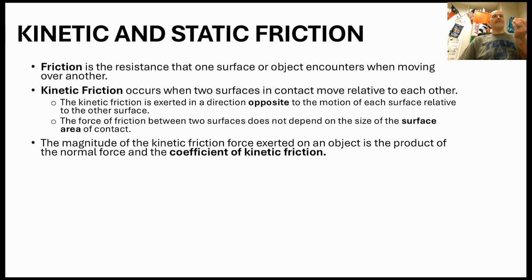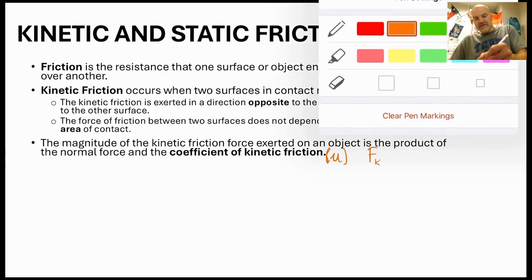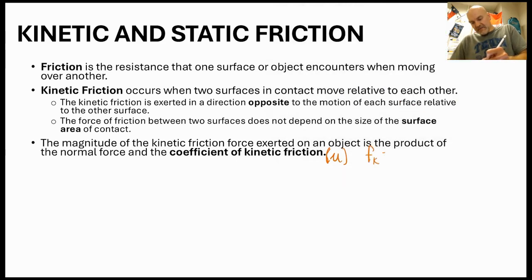The magnitude of the kinetic friction is going to be dependent on a value called the coefficient of kinetic friction. The coefficient of kinetic friction basically tells you how slippery a surface is. The symbol for coefficient of friction is mu. The equation is going to be F sub K. A lot of times friction will be written as a lowercase f. So F sub K equals mu sub K times the normal force. Sorry, it looks like a W.